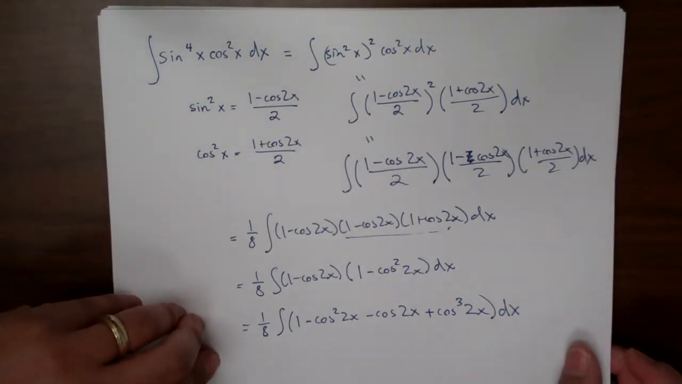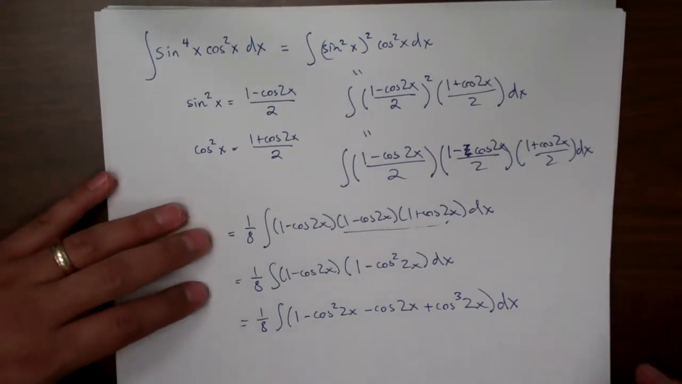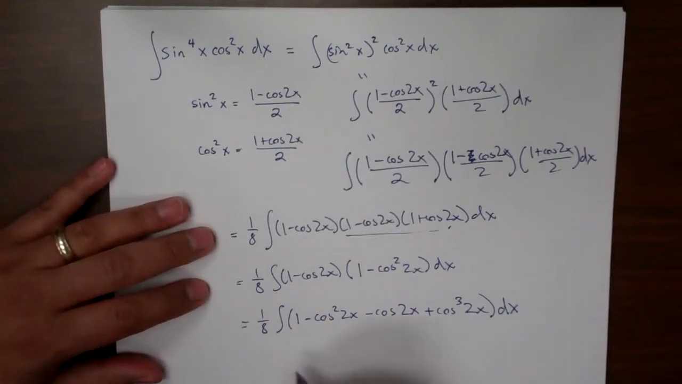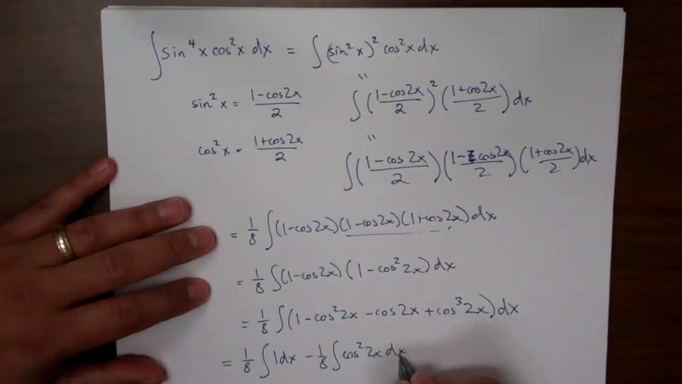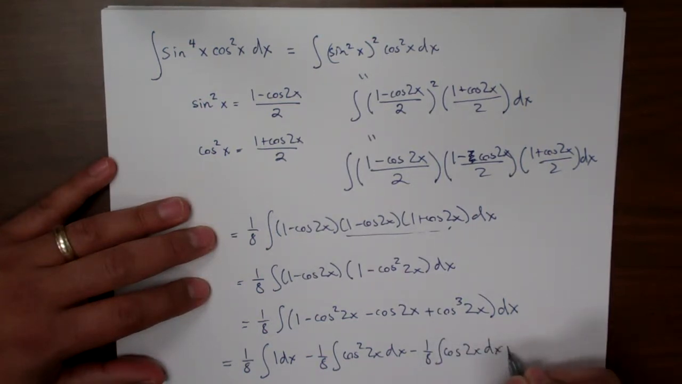Okay. So now, what do we need to do? Well, we have 3 or 4 separate integrals to work with. So we have 1/8 of the integral of just 1 dx, minus 1/8 the integral of cosine squared of 2x dx, minus 1/8 the integral of the cosine of 2x dx, plus 1/8 the integral of cosine cubed of 2x dx.